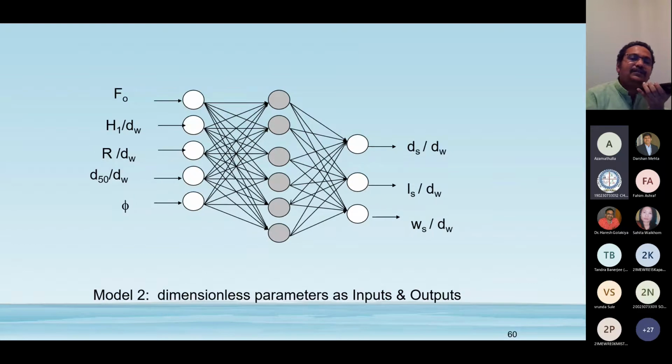Okay, another one is what I got from dimensional analysis: Froude number, relative head, bucket radius, and only five. When using MATLAB my matrix size is reduced, and you can see everything is relative: relative depth of scour, location of scour, and width of scour. These are dimensionless parameters.